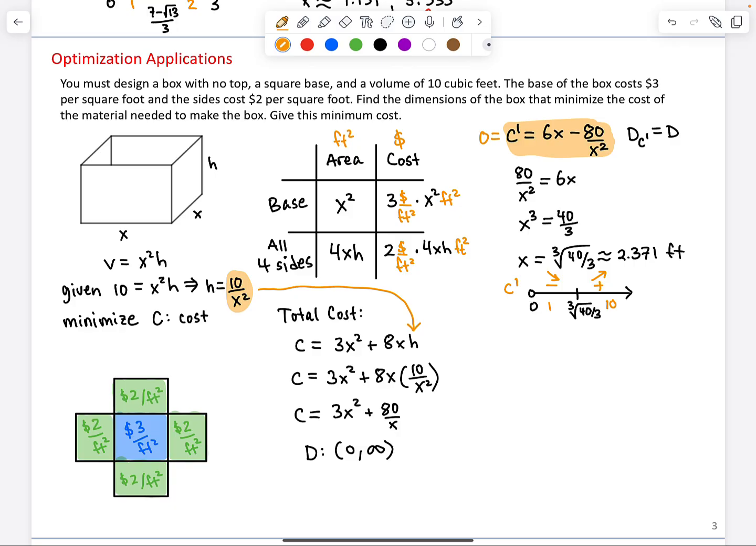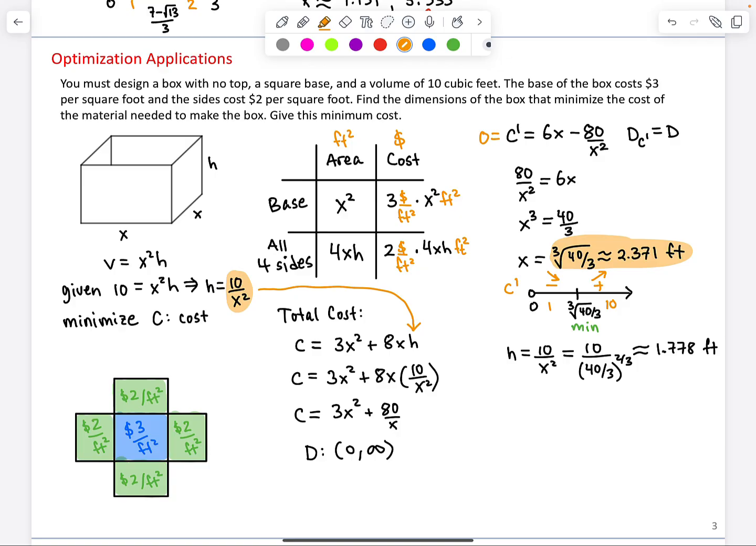After the critical number, we have the location of a minimum. Now we were expected to find the dimensions of the box. So we've already found the x value, these two. We now need to calculate h using the fact that h has to be 10 divided by x squared. So it'll be 10 divided by, this could be written as 40/3. The cube root is a 1/3 power, but then when you square that, you now have a 2/3 power. This will be approximately 1.778 feet.